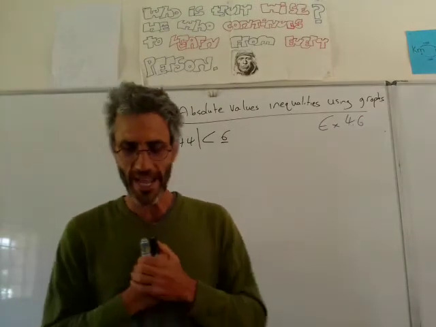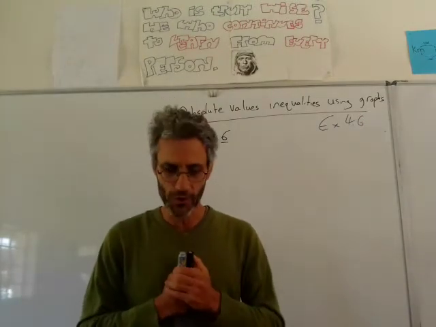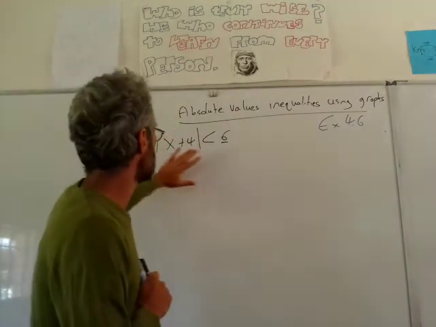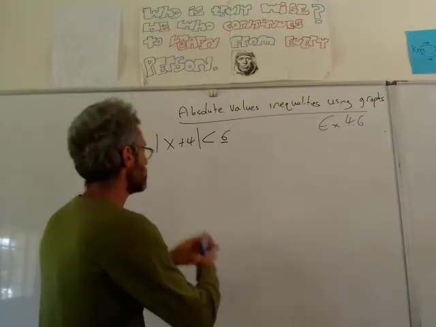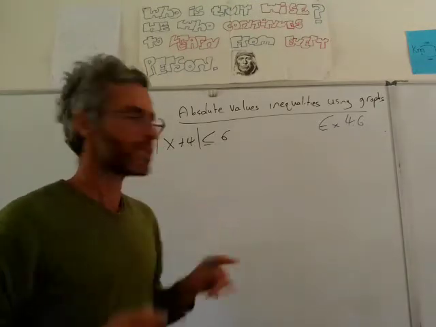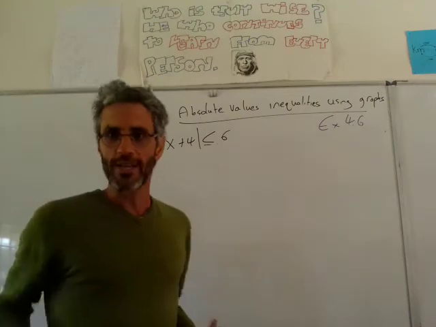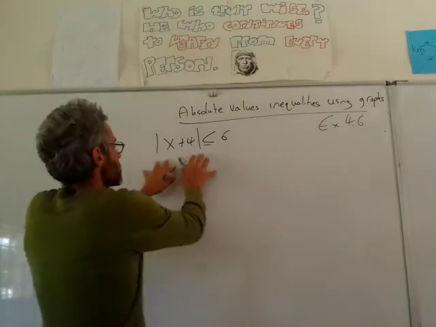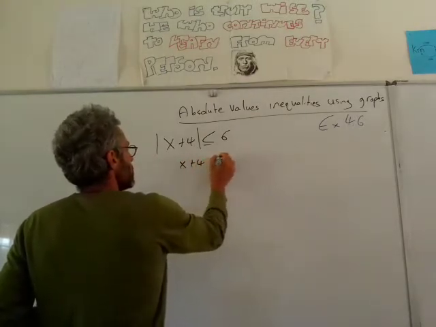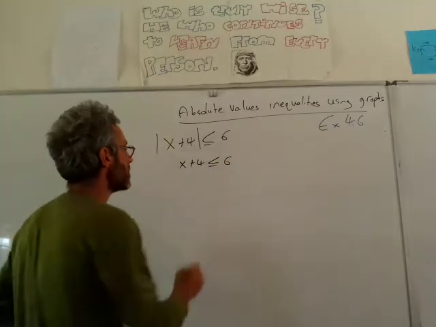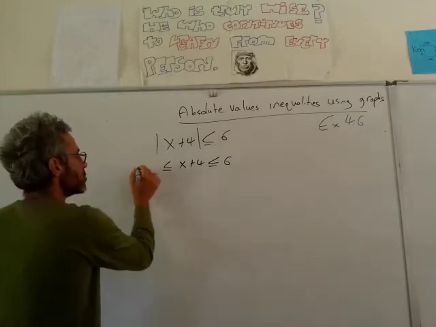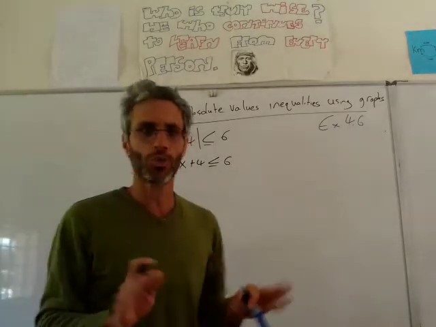Okay, so today we're going to do absolute value inequalities using graphs. We're in exercise 4.6. So let's have a look at this absolute value inequality. We've got the absolute value of x plus 4 smaller or equal to 6. Now we've done stuff like that, and what we said is that this can be written as 2 lines. It can be written as x plus 4 smaller or equal to 6, or, at the same time, x plus 4 larger or equal to minus 6. And then I have to solve each one of them separately.